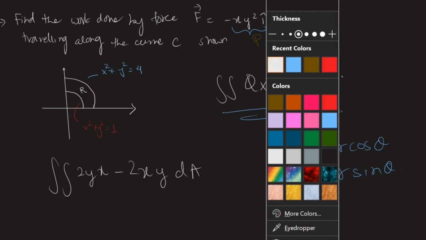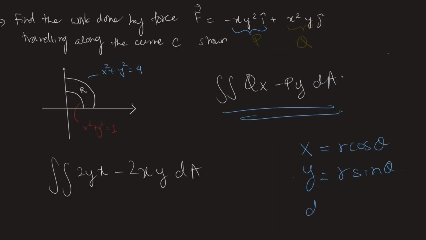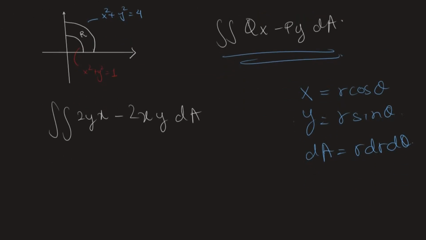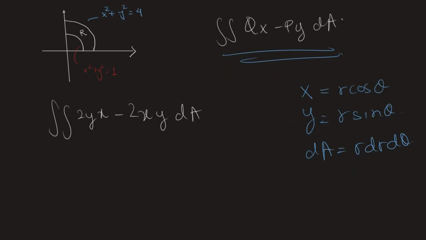So we have a dA over here, and we're going to replace the dA with r dr d theta. This is very important to remember for polar coordinates. Just remember this, and it's a piece of cake for you. And don't forget this r. This r is very important.